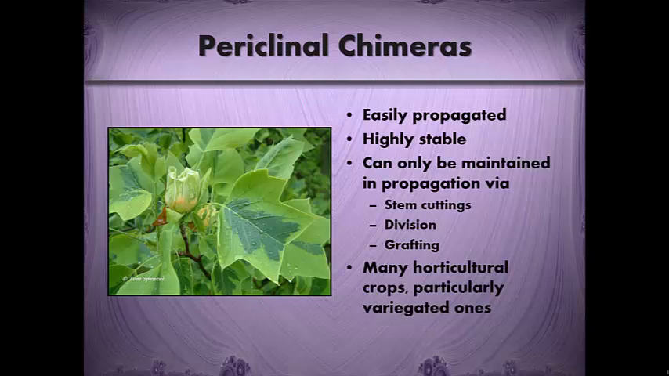So, for example, thornless blackberries are a periclinal chimera. Blackberries in general can easily be propagated by root cuttings, but if you propagate your thornless blackberry by root cuttings, you'll get a bunch of thorny blackberries as the daughter plants. However, if you take a stem cutting of that thornless blackberry, you'll get more thornless blackberries.